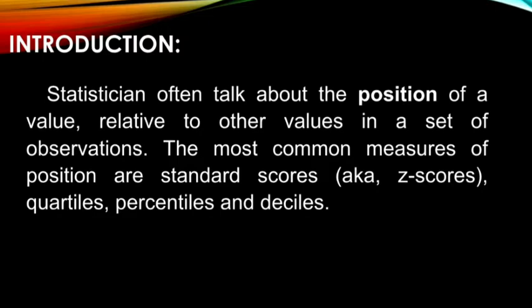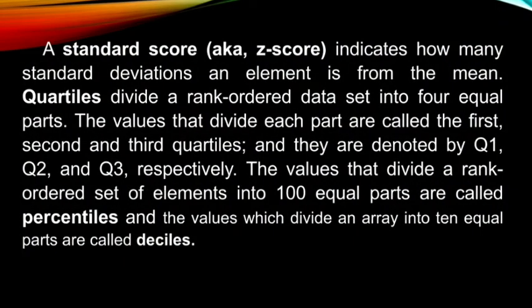Statisticians often talk about the position of a value relative to other values in a set of observations. The most common measures of position are standard scores, aka z-scores, quartiles, percentiles, and deciles. A standard score indicates how many standard deviations an element is from the mean.